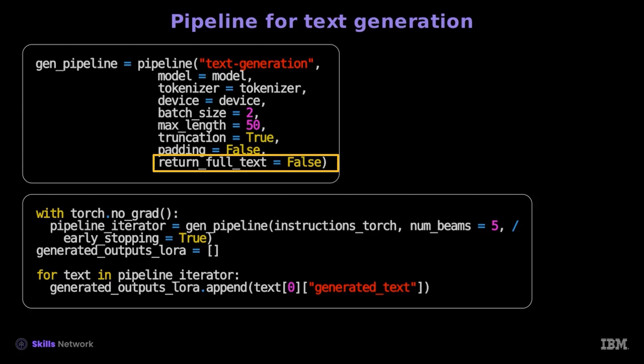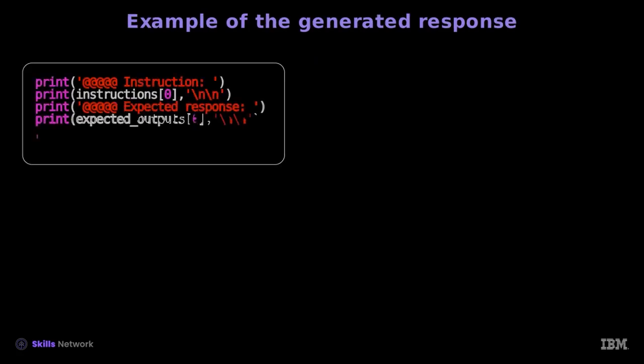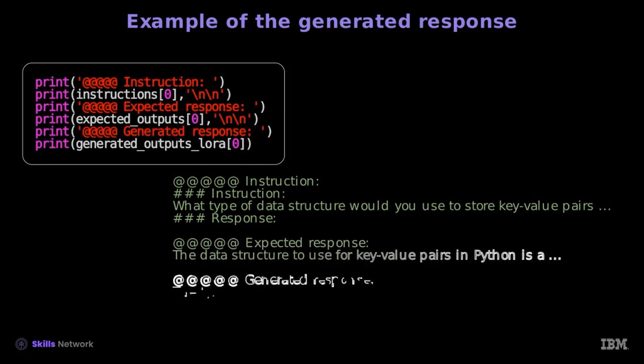Next, generate text by passing input to the pipeline to get responses using parameters such as num_beams, which generates higher quality text. The early stopping parameter controls the stopping condition for beam-based methods. Once the pipeline is created, pass the input to generate responses. Here you can see a generated sample response for the fine-tuned model.